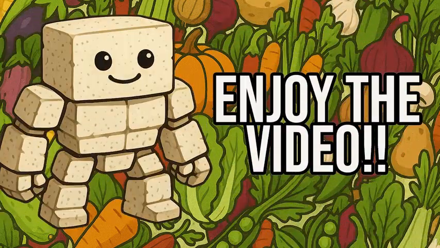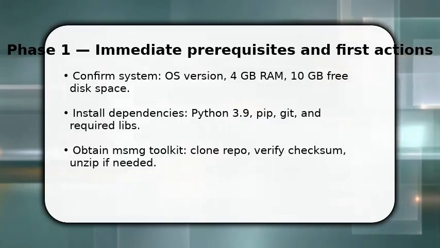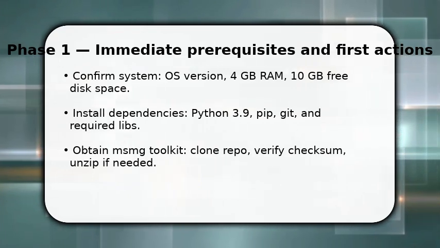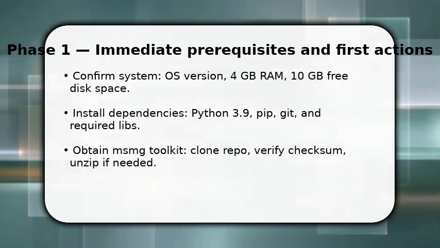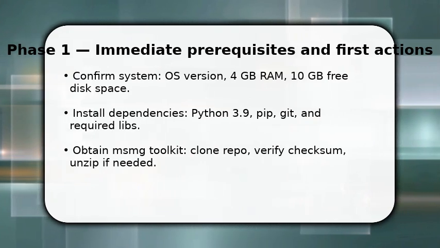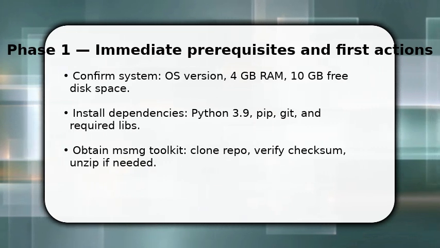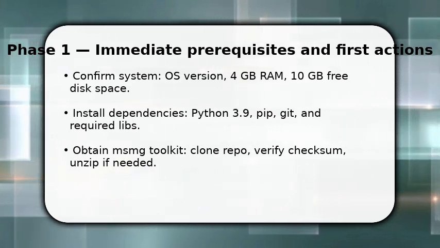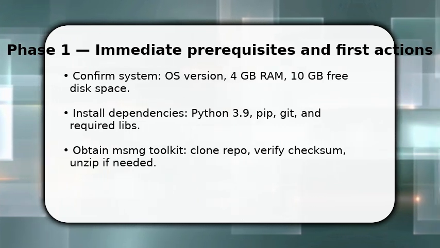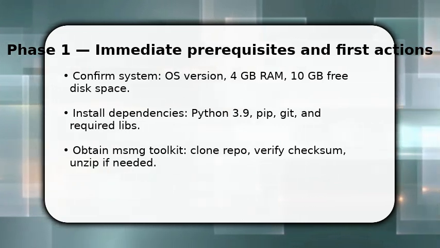Please enjoy the video. You begin by verifying prerequisites so the toolkit runs reliably. Check OS and available disk space and install Python 3.9 plus pip. This prevents version conflicts. Once done, clone the Msmg repository and verify the checksum to ensure integrity, then extract files into a clean working folder.